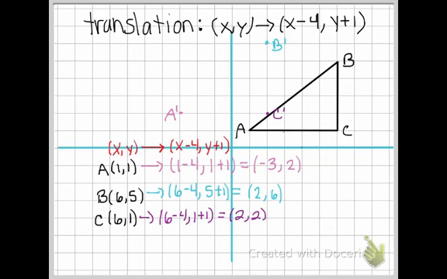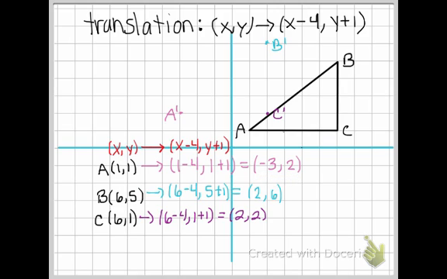Alright, all my coordinates underneath my x are going to be my x and my transformation. So here when I have my point A, I know x is 1 and y is 1, so I plug it into my transformation. So x minus 4 becomes 1 minus 4, and y plus 1 becomes 1 plus 1, because here x is 1 and y is 1. Alright, then I just simplify, so 1 minus 4 becomes a negative 3, and 1 plus 1 is 2. So I know my new coordinate for A is negative 3, 2.